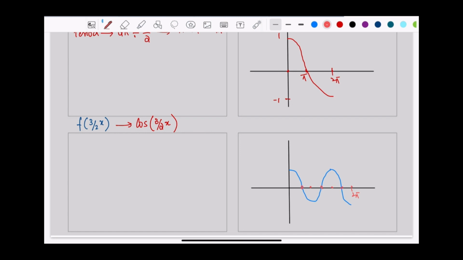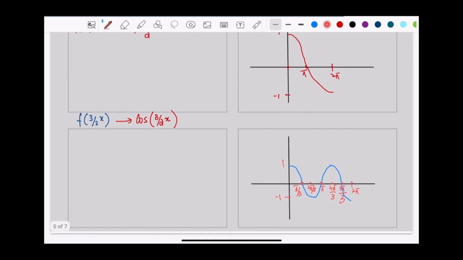So 2 pi over 6 is the value. If I divide 2 pi over 6, the first value represents pi over 3. This is 2 pi over 3. This is 3 pi over 3, or pi. This is going to be 4 pi over 3. This is going to be 5 pi over 3. And the last one is going to be 2 pi. The range is going to be from -1, the same as sine, to 1.